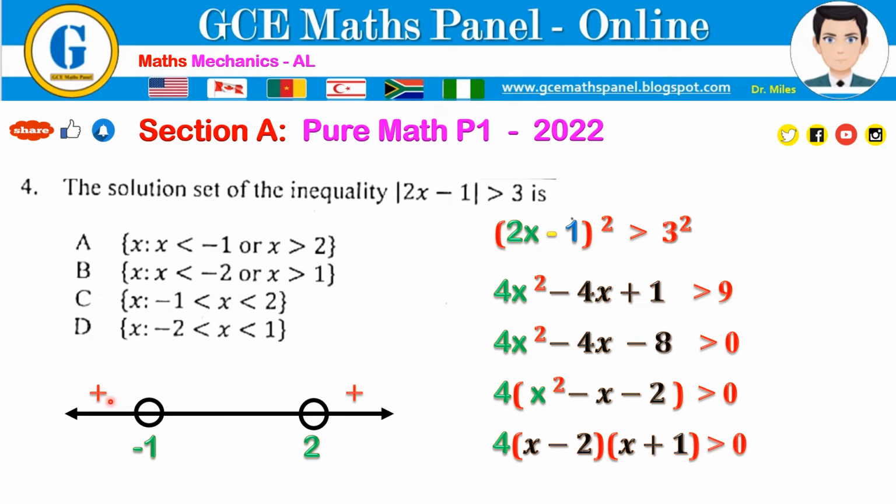So it's positive. If I take a number between negative 1 and 2, take 0 for example, and fit it into this quadratic inequality, we will have 4 into negative 2 into plus 1. That gives us a negative number which is not greater than 0. So this region in between is negative. It does not satisfy this inequality because our result should be greater than 0. So from here, our key is x is less than negative 1 union x is greater than plus 2. So our key here is A.